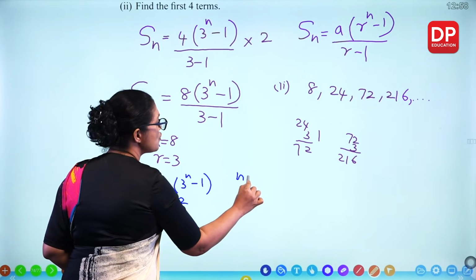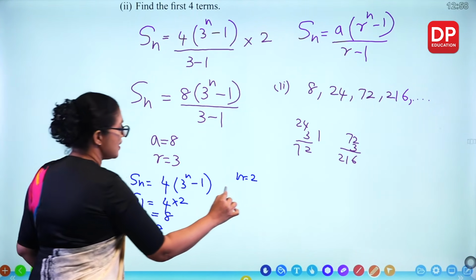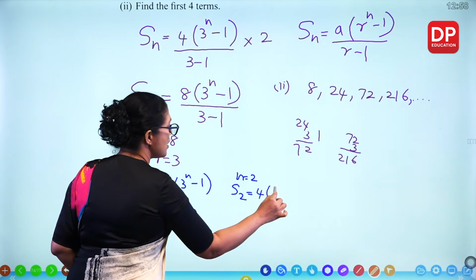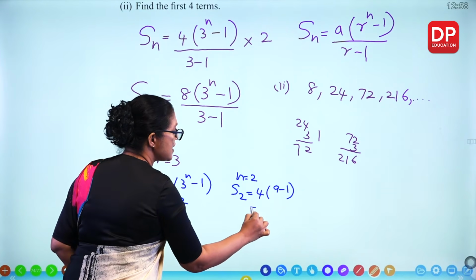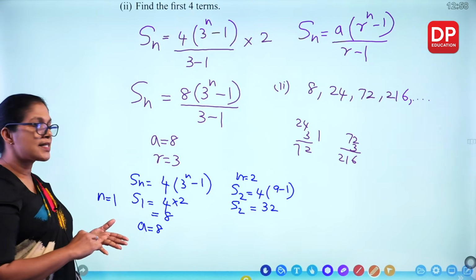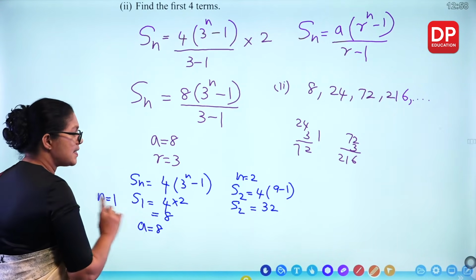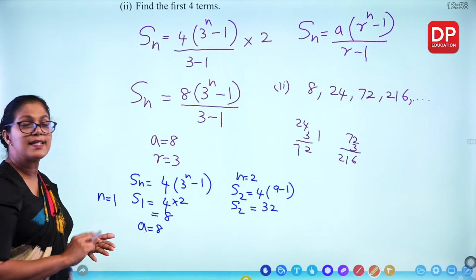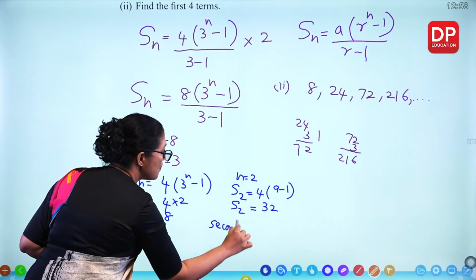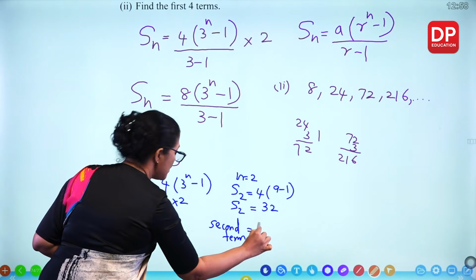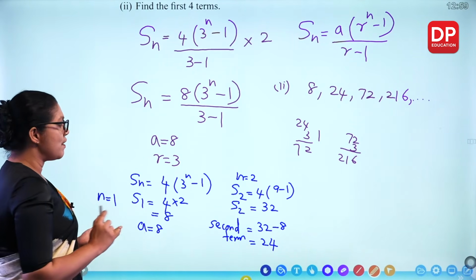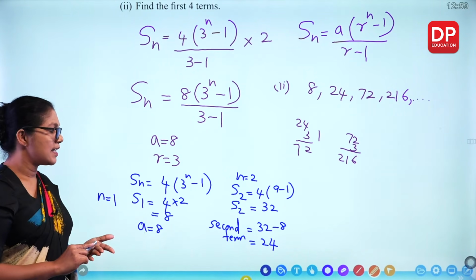When you take n equals 2, what happens? S2 equals 4 times 3 to the power 2 is 9, 9 minus 1, 8. 8 times 4, 32. What does S2 mean? The sum of the first and the second term. The first term is 8. The sum of first and second is 32. So what's the second term? 32 minus 8, that's 24. So we found the first term is 8, the second term is 24.